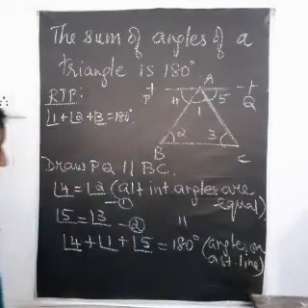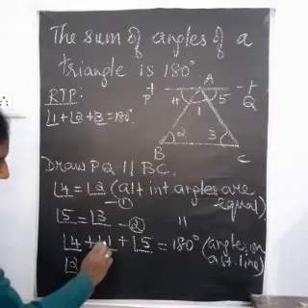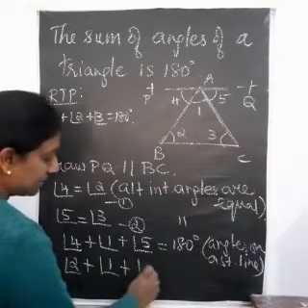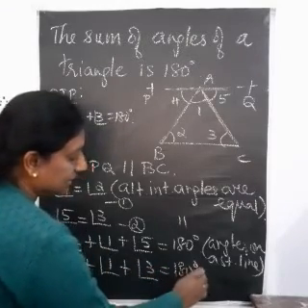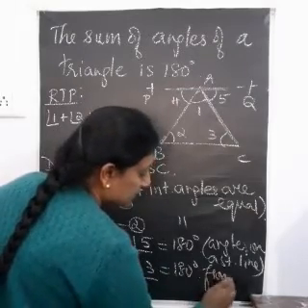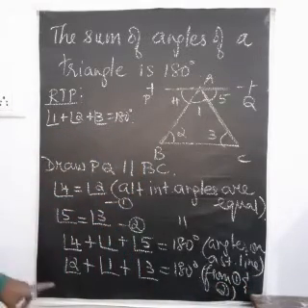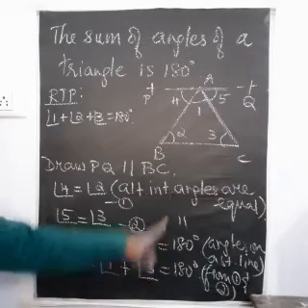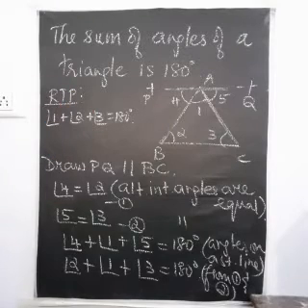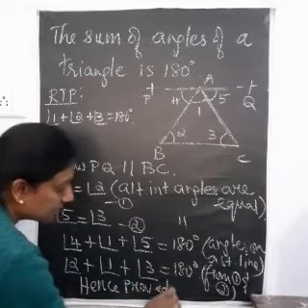Okay, so now what is angle 4 equal to? Angle 2. So angle 2 plus, I'll keep angle 1 as it is, plus angle 5. What is angle 5 equal to? Angle 3. So this is equal to 180. These two I have got from equations 1 and 2. Okay, so we have got angle 2 plus angle 1 plus angle 3 is equal to 180. That means we have proved the theorem. So we can write hence proved. Okay, so this is an important theorem.